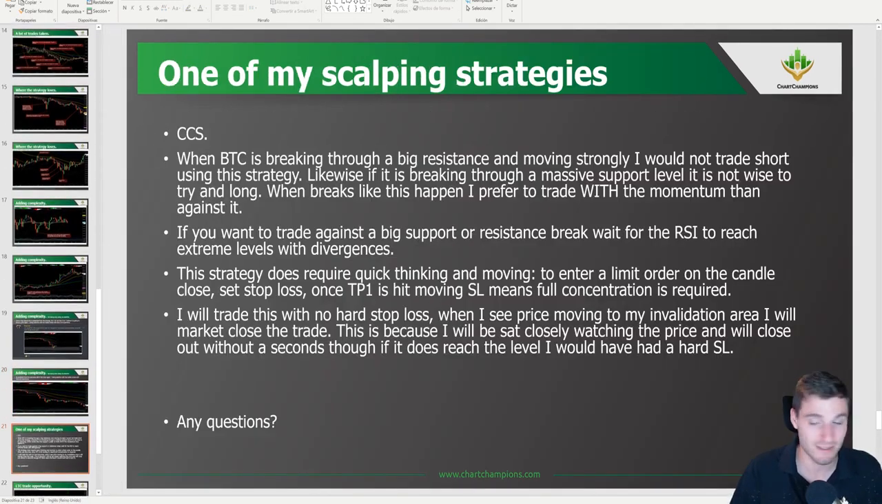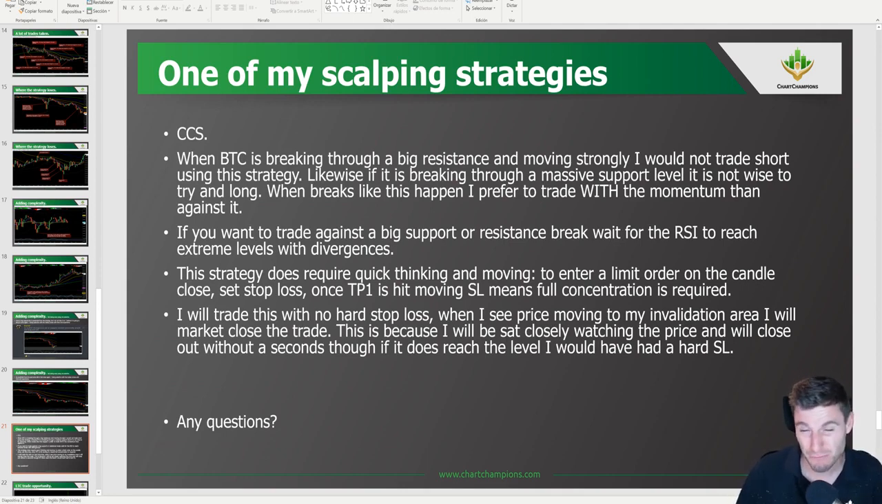So just an end recap here, and then I will go through a live example of this, and I'll take questions at the same time. So when BTC is breaking through a big resistance level and moving strongly, I would not trade a short strategy like this. Likewise, if it's breaking through a massive support level, it is not wise to try and long. When it breaks like this, I prefer to trade with the momentum.